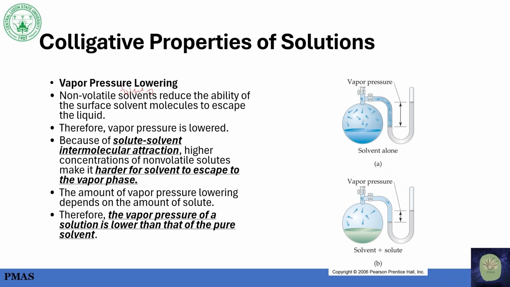Because of the solute-solvent intermolecular attraction, higher concentrations of non-volatile solutes make it harder for the solvent to escape to the vapor phase. The amount of the vapor pressure lowering will depend on the amount of the solute. So the more solute, the lower the vapor pressure is. Therefore, the vapor pressure of a solution is lower than that of a pure solvent.